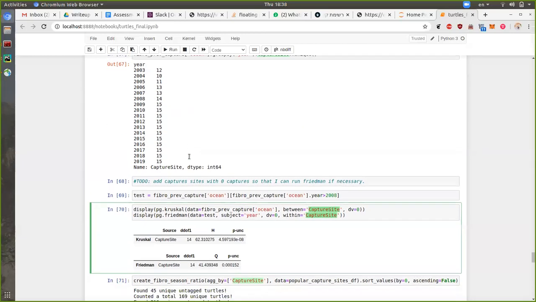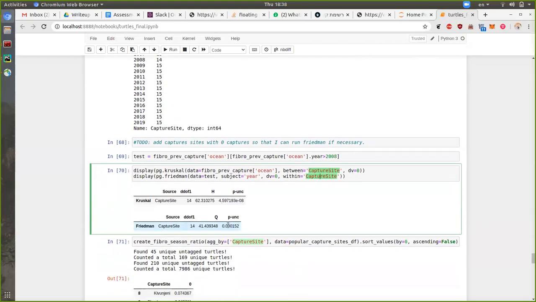Oh, I had a little bug here, but basically, really good p-value for Friedman on the capture sites. So I'm doing the capture site as the repeated test again. Before I was testing the season, and now it's the capture sites, and still the year is the subject. Are you following, or is this not clear?